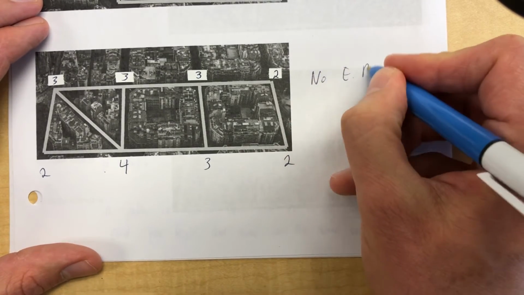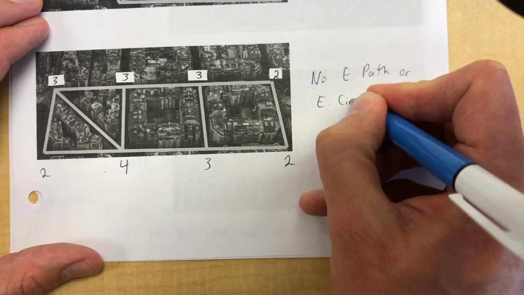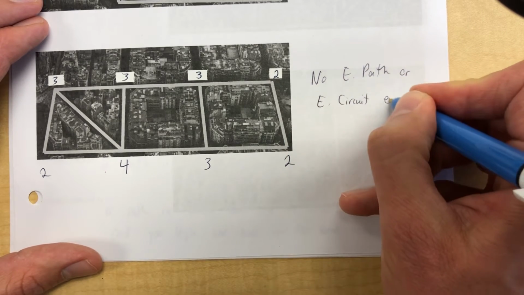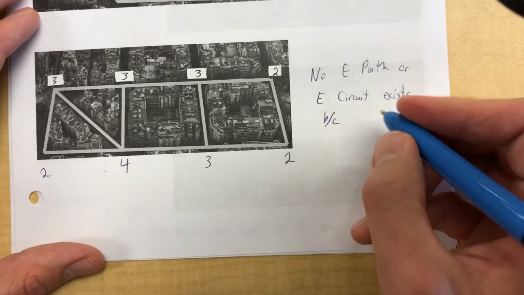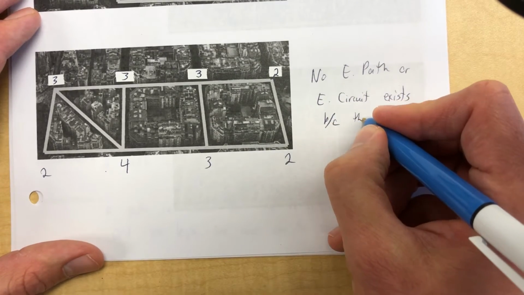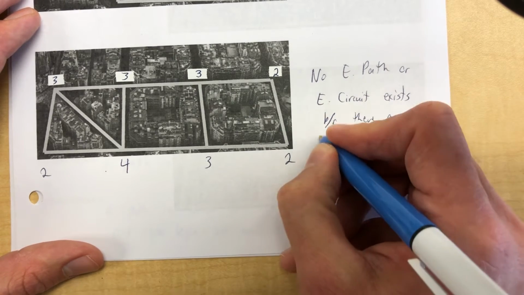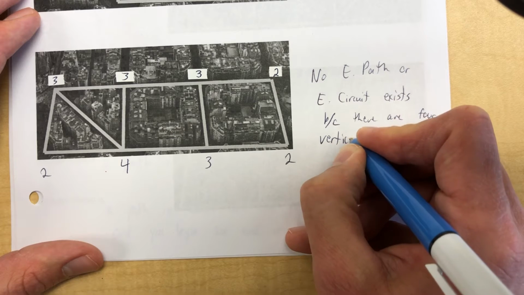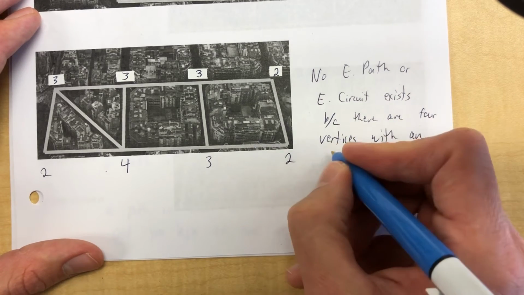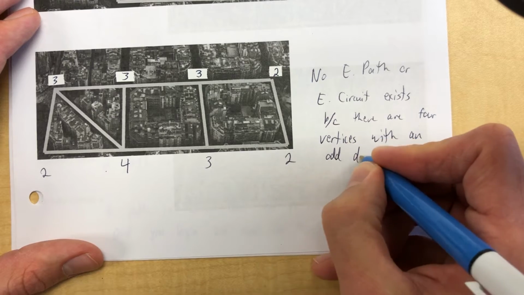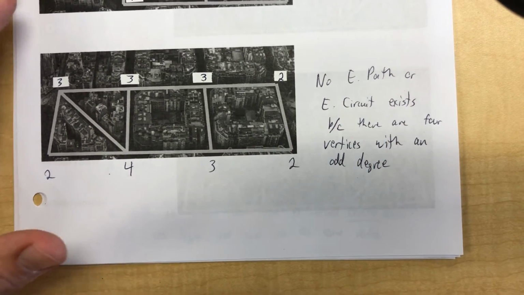no Euler path or Euler circuit exists because, I'm abbreviating a lot, there are 4 vertices with an odd degree.